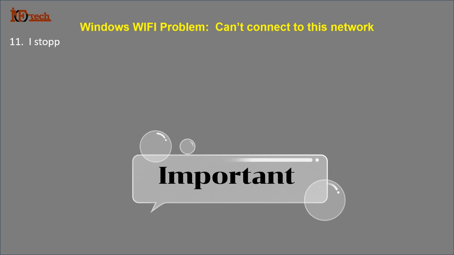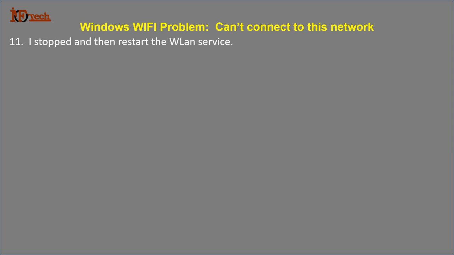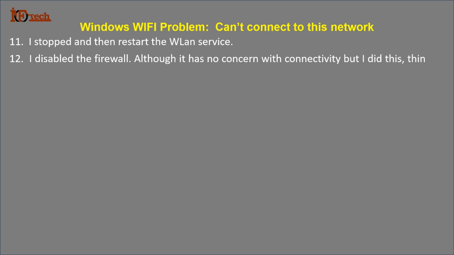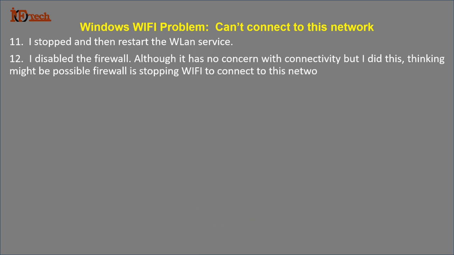11. I stopped and then restarted the wireless LAN service. 12. I disabled the firewall. Although it has no concern with connectivity, I did this thinking it might be possible the firewall was stopping Wi-Fi from connecting to this network for some reason. 13. I logged out from Windows and logged in again.